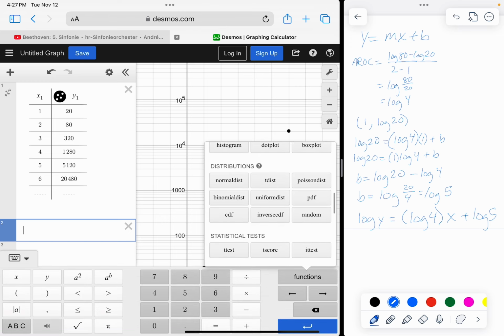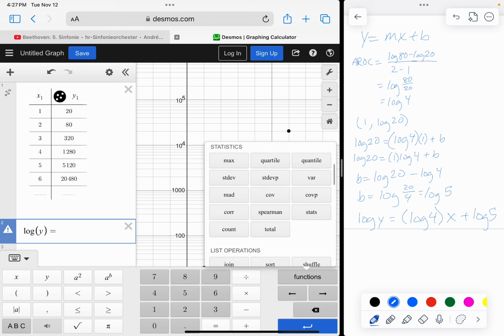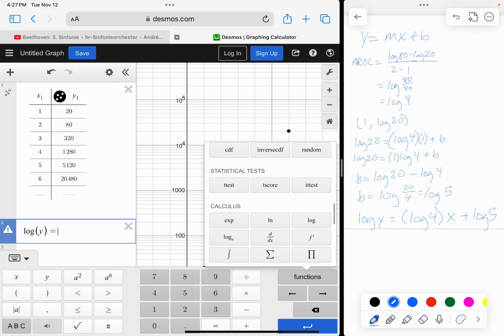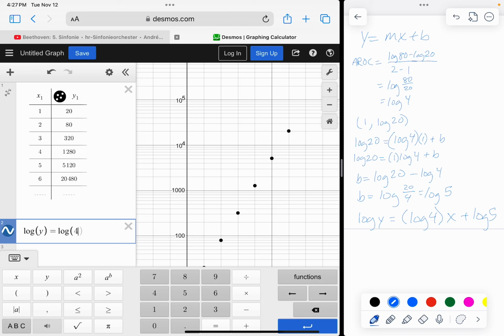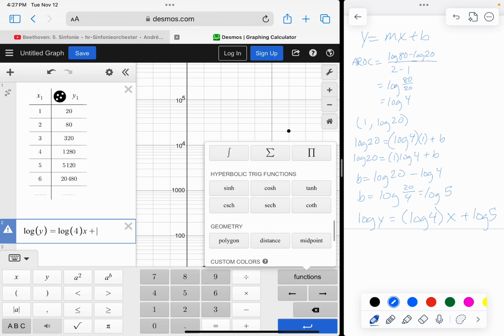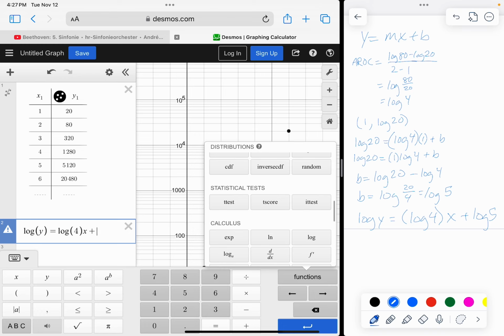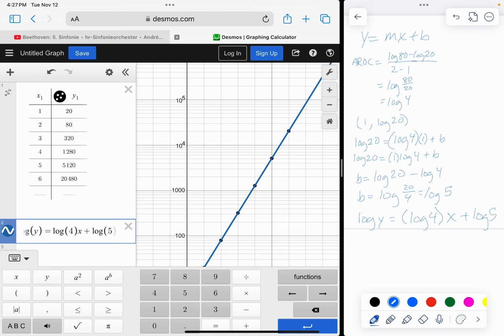Okay, so when I come over here, I can say function, log of y is equal to log of 4, close the parentheses, then multiply it times x. Notice already it's parallel to what came before, what we need to change. In my previous video, we talked about that. Then log of 5, and close parentheses, and notice that matches those points perfectly.